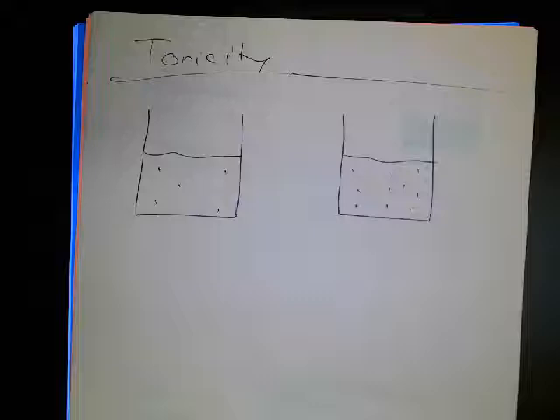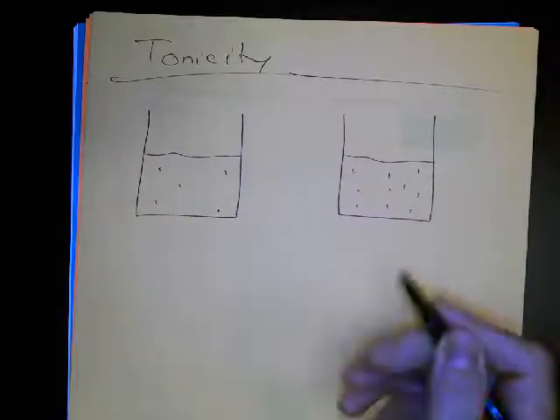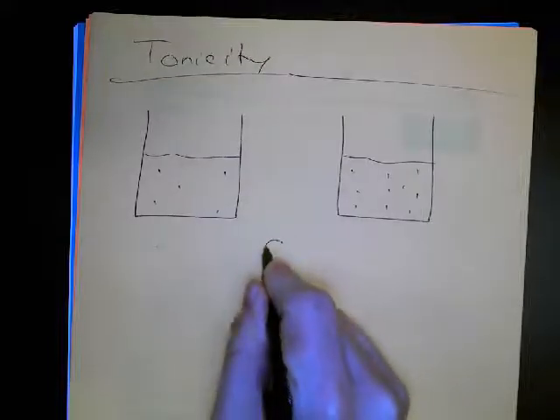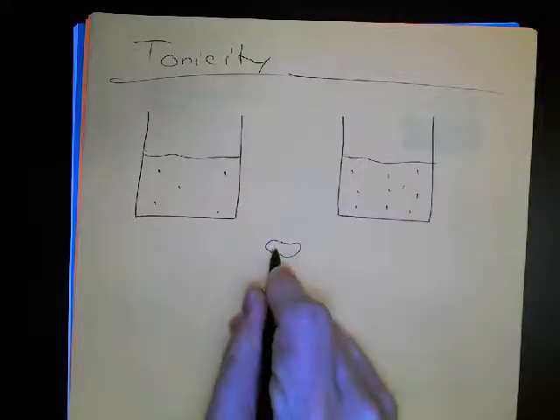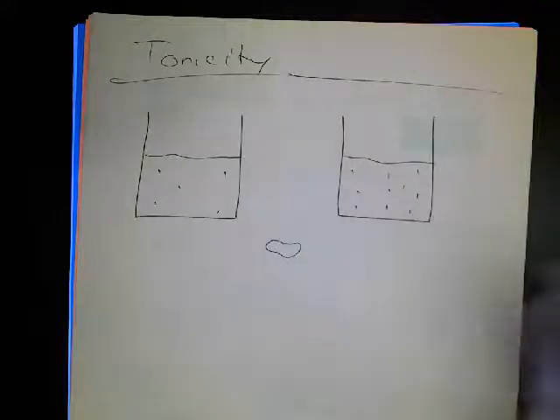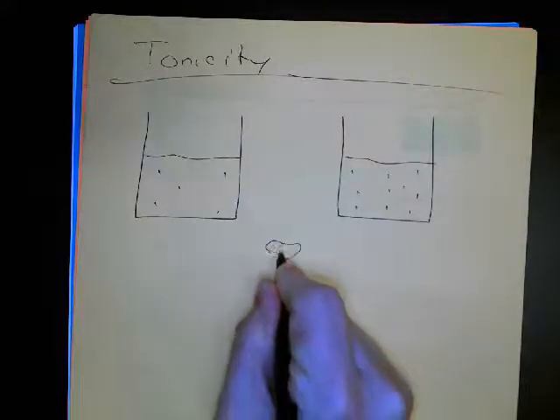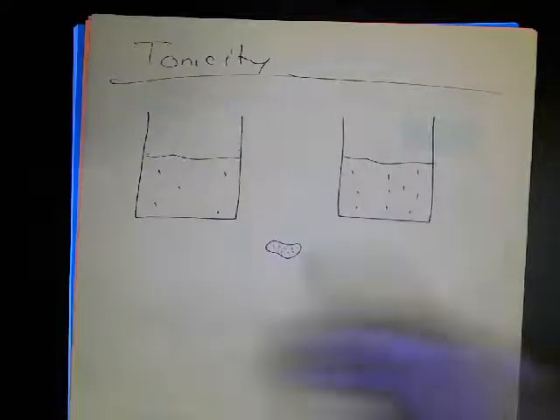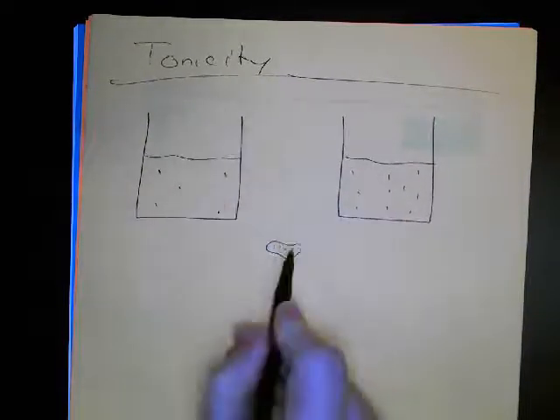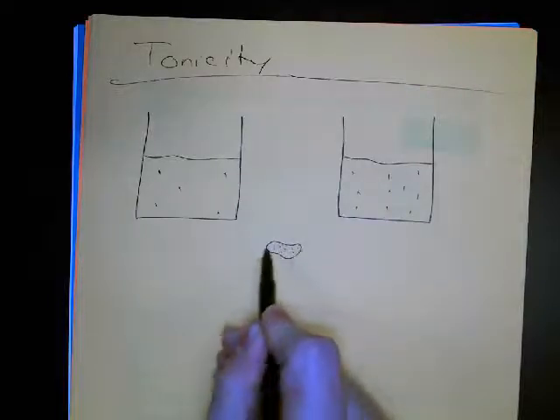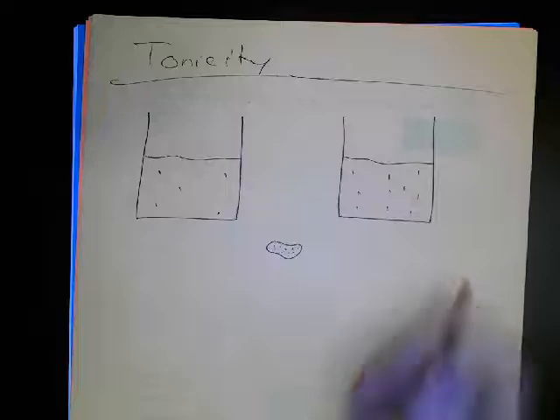Now let's suppose that I take an object like a cell, like a body cell. Cells have particles within them as well. They have salts, they have sugars, etc. inside. So let's suppose my cell looks like this. So my cell has a certain concentration on the inside. Tonicity is the idea that this cell will behave differently when I put it into these two different solutions.